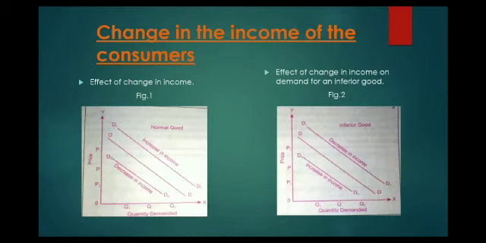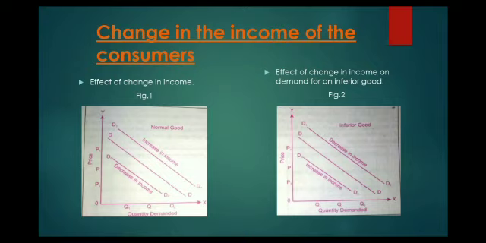Next, change in the income of the consumers. You see here in figure 1, DD is the original demand curve. When aggregate income in the economy increases, demand shifts to the right from DD to D1 D1. Decrease in income leads to a leftward shift in the demand curve as shown by the demand curve D0 D0.